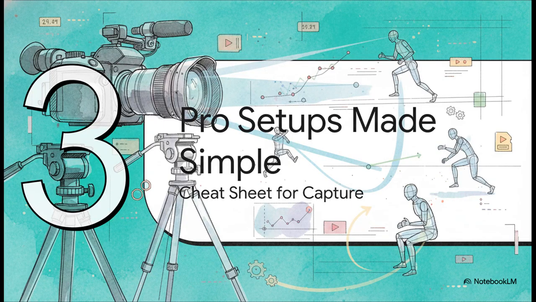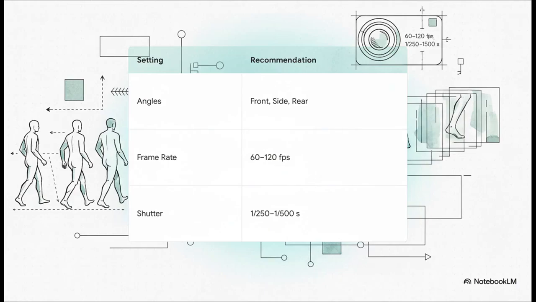Okay, we have covered angles and we have covered settings. Now, for my favorite part. Let's put it all together into some simple, practical recipes that you can use today. Think of this as your cheat sheet for getting that perfect capture every time. First up on our recipe list, a standard walking gait analysis. Here's what you do. You're going to want to capture from the front, the side, and the rear angles. Set your frame rate somewhere between 60 and 120 FPS and get your shutter speed between 1/250th and 1/500th of a second. Do that, and you're going to get beautifully clear, smooth footage of the whole gait cycle.